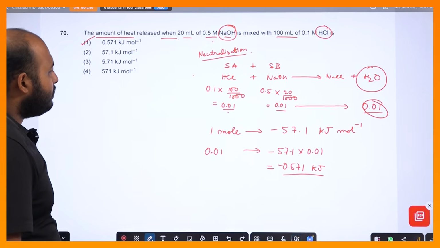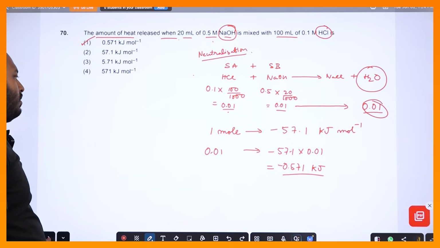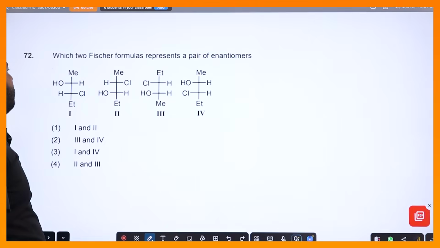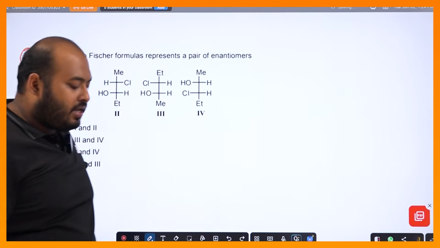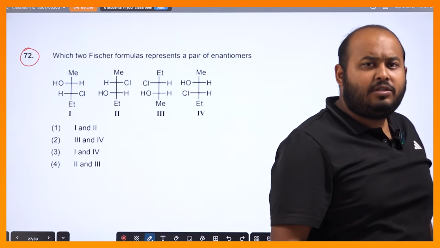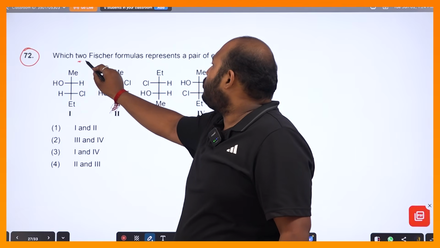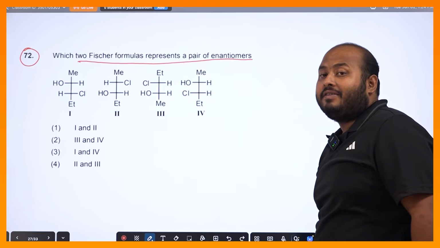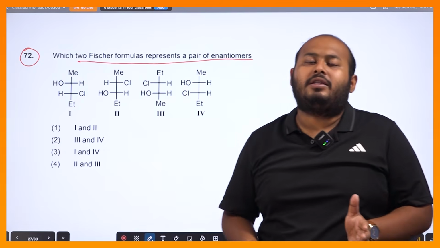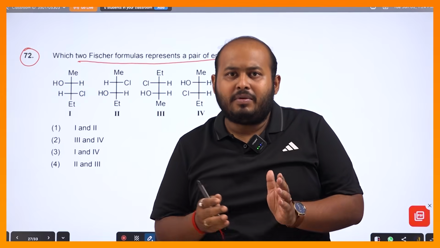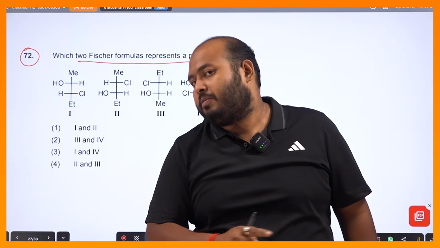Okay. So let us come to the next question. This is a question from organic and stereochemistry, the GOC part. It is asked which two Fischer formulas represent a pair of enantiomers. The relation between two enantiomers is that they should have a mirror image relation, but they should be non-superimposable.